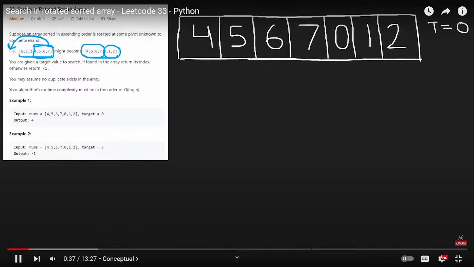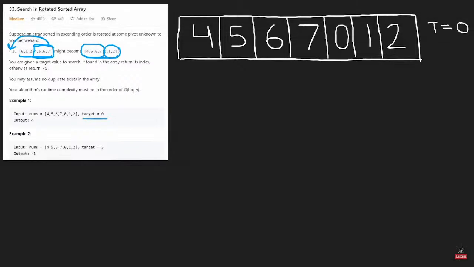And we're also given a target value, in this example, target 0, and we want to check if our array contains this value. If it does, we return the index. If it doesn't, we return -1. The most straightforward way to approach this problem is literally just check every single value. Is this our target? Is this our target? And eventually we'd get here, this is our target, and then we return the index 4.